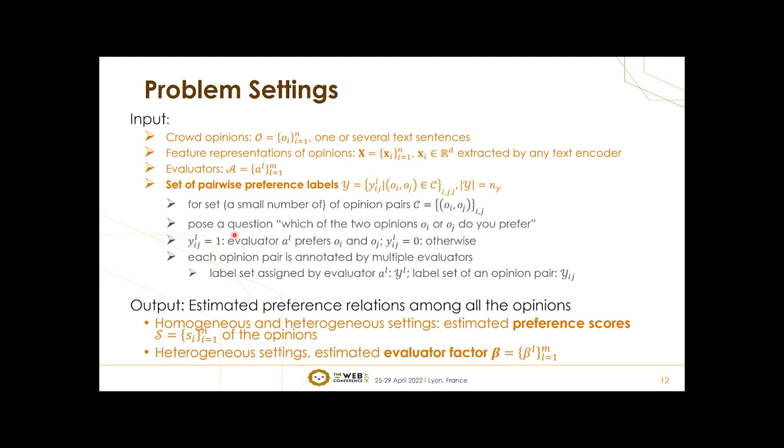The question we pose to the evaluators is which of the two opinions they prefer, and each opinion pair is annotated by multiple evaluators. For the output, we need to estimate the preference relations among all the opinions, so we can rank and prioritize the opinions. In both the homogeneous and the heterogeneous settings, we will get the estimated preference scores of the opinions. In the heterogeneous setting, we will also get the estimated evaluator factor.